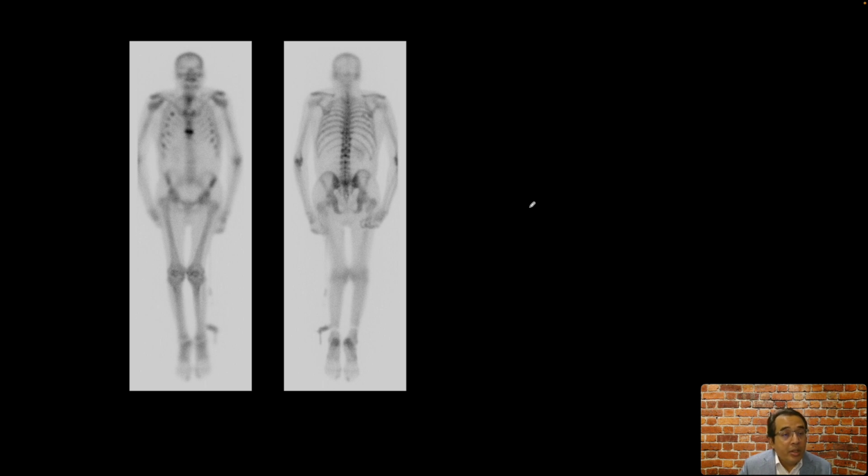Here is our next patient. They presented for a whole body bone scan looking for bone metastasis, and we found on this anterior image a focus of intense uptake in the sternum. And notice that this focus is not seen on the posterior image, and that's characteristic of nuclear medicine.